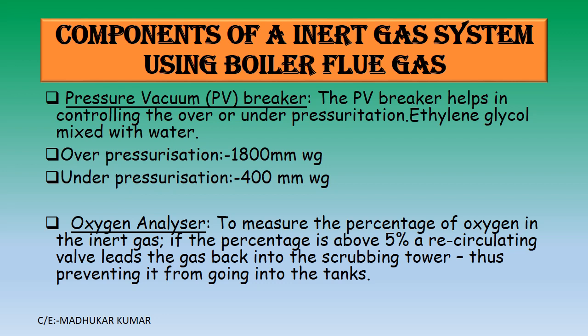When we talk about the limits, the over pressurization limit is 1800 mm of water gauge and the under pressurization limit is minus 400 mm of water gauge. So this is the main function of the PV breaker. We'll see it in the diagram also.